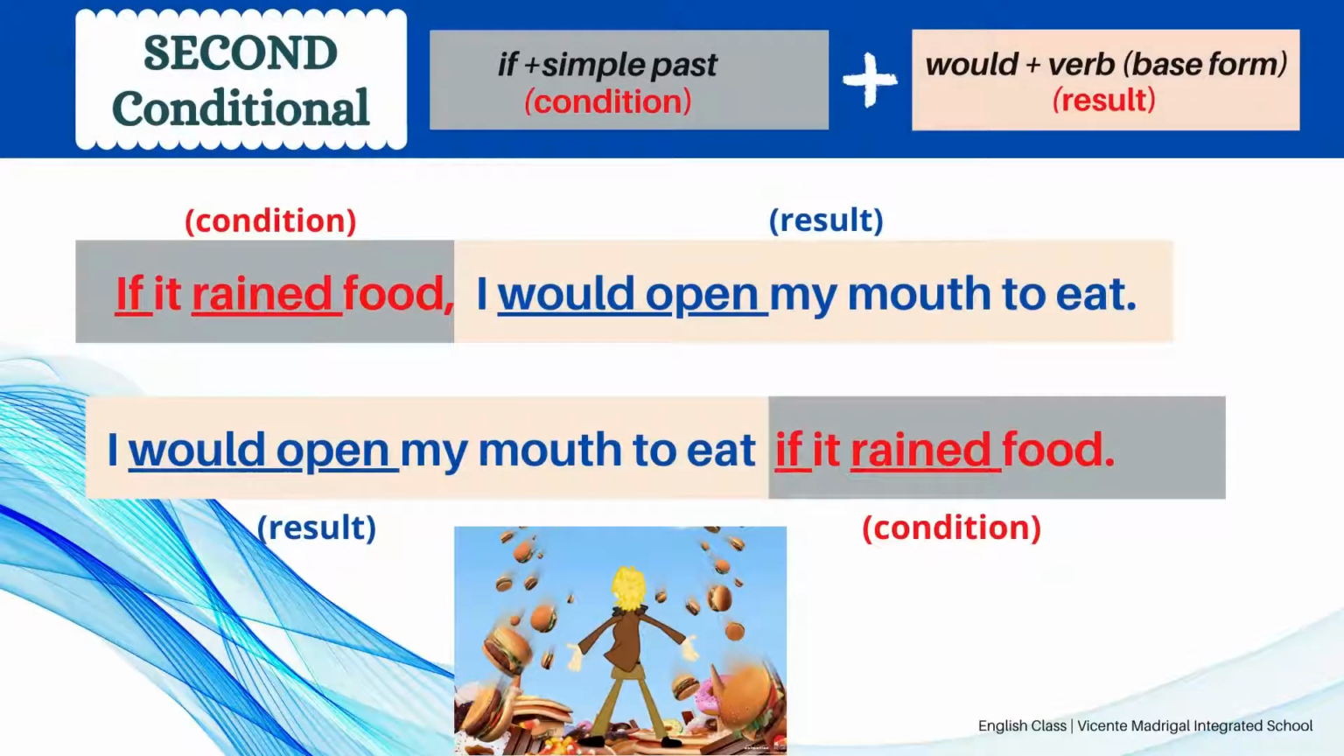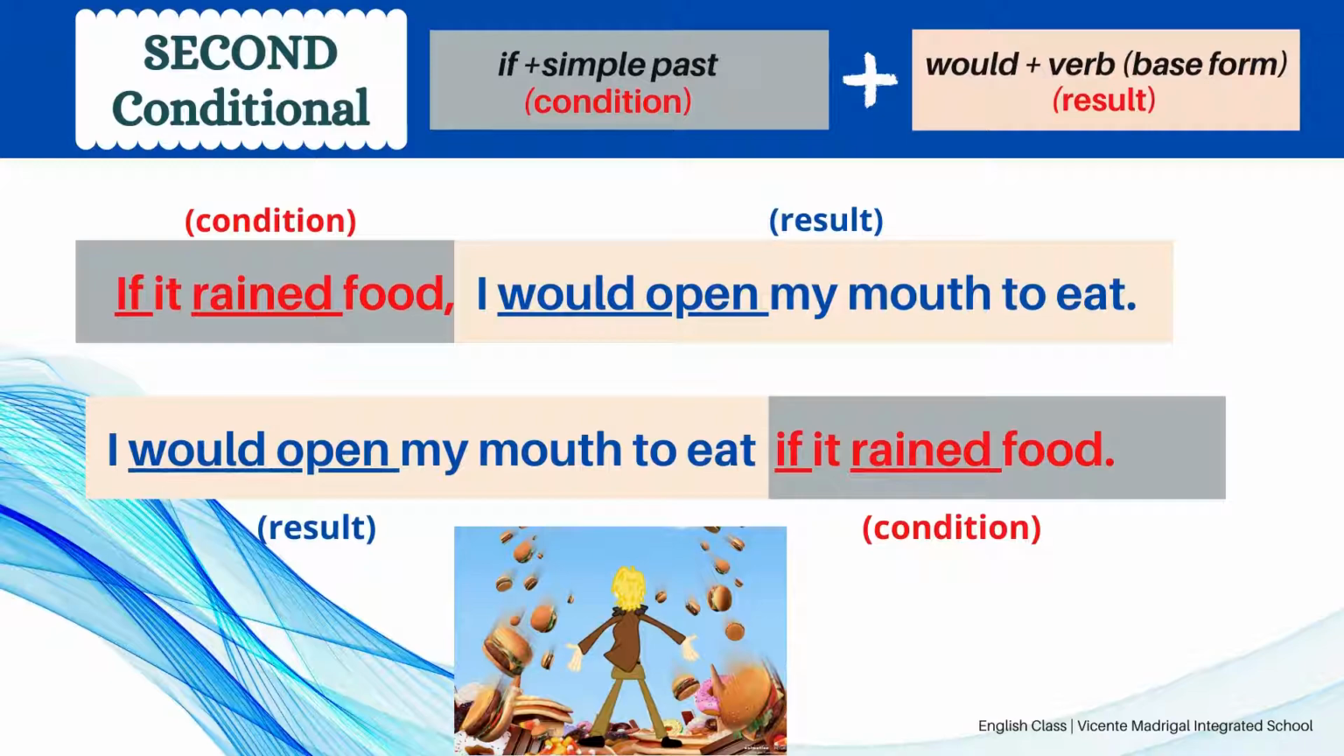Another example. If it rained food, I would open my mouth to eat. I would open my mouth to eat if it rained food. Again, we have two parts here. First part is if it rained food, which is the condition. It uses the signal word if in the clause and we use the simple past verb rained. Second part is I would open my mouth to eat, which is the result.